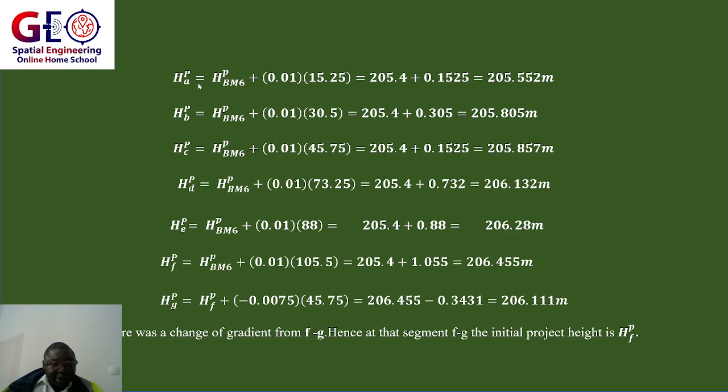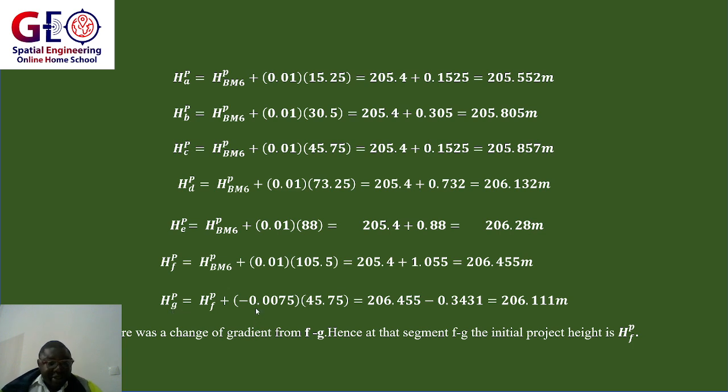Same formula, same method. We apply the same procedure: the project height of the initial point plus the gradient of that segment multiplied by the cumulative distance. Now from A to B, we had a distance of 30.5. So we apply it. We have calculated the project height of all the points. You will discover something on point G. What are you going to discover on point G?